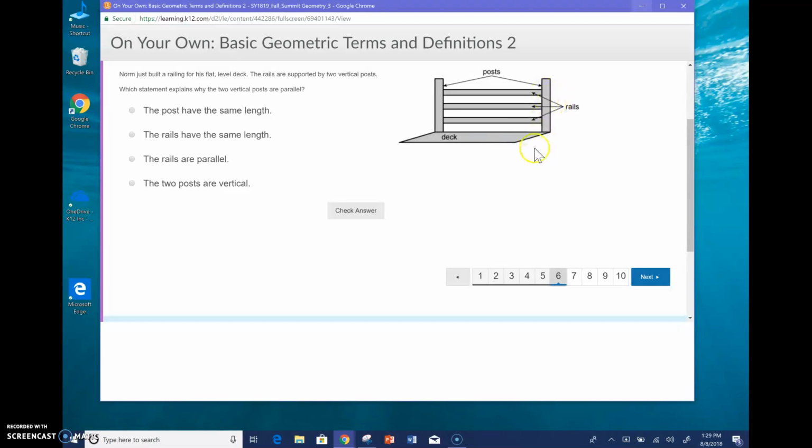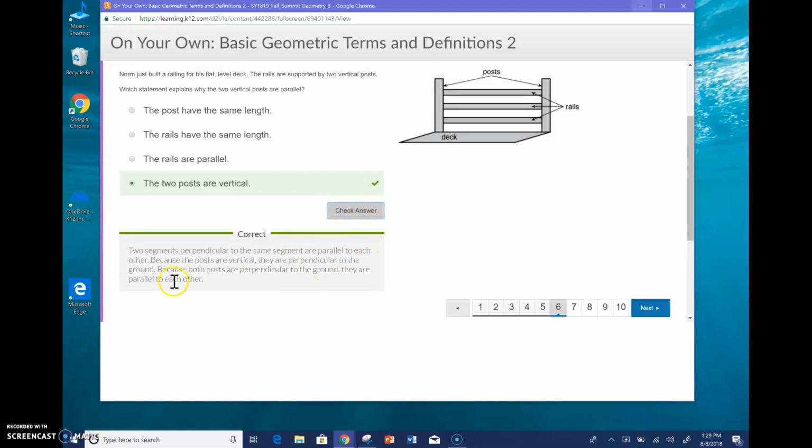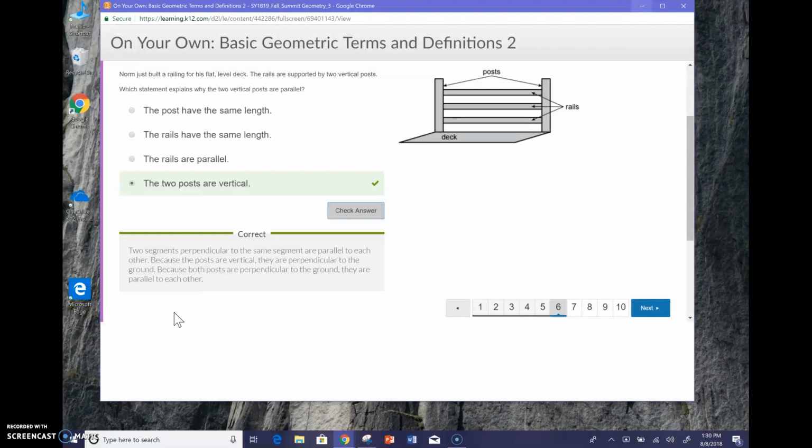So since they run vertically, that says the posts are parallel. Oh, sorry. Let's check that. So because both posts are perpendicular to the ground, they are parallel to each other. So because they're vertical, that means they are perpendicular to the ground.